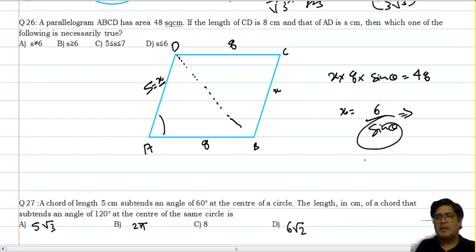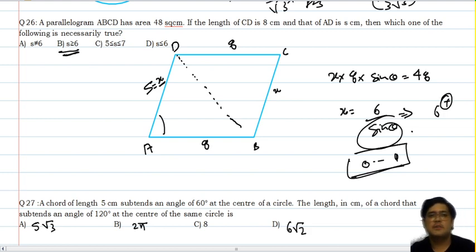Now theta, sine theta is between 0 and 1. That means the denominator is less than 1. So when you divide 6 by a number less than 1, X will become more than 6. So it appears to me that S in this case is more than or equal to 6.